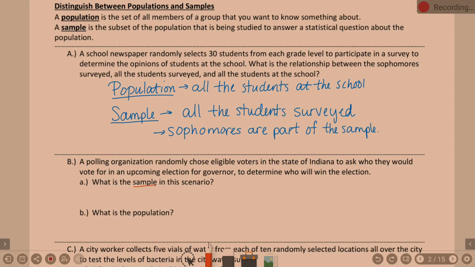So on sample, I'm going to say the voters randomly chosen to answer the question. And then population: all eligible voters in Indiana.